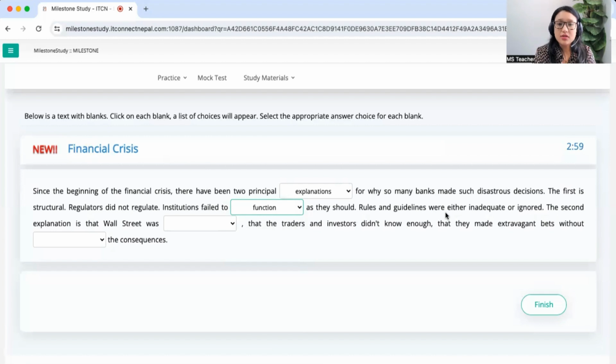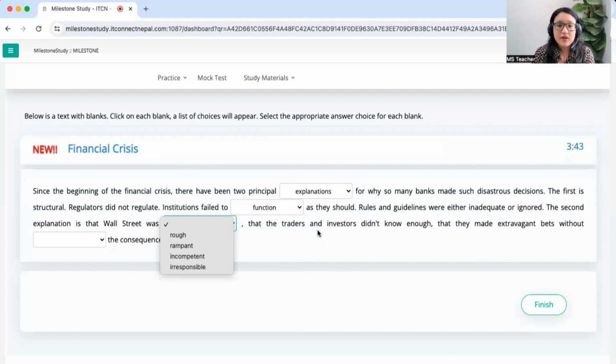Rules and guidelines were inadequate, negative. The second explanation is that Wall Street was dash. Okay, so Wall Street was rough, rampant, incompetent, or irresponsible. Now, in this case, maybe you don't know the meaning of rampant. Let it be, okay? We don't need to know everything in the world. But we need to know the context. So what are they saying further? That the traders and investors did not know enough, that they made extravagant bets without dash the consequence, okay?